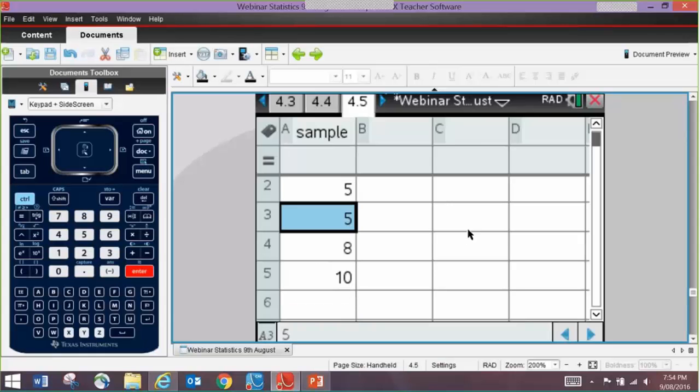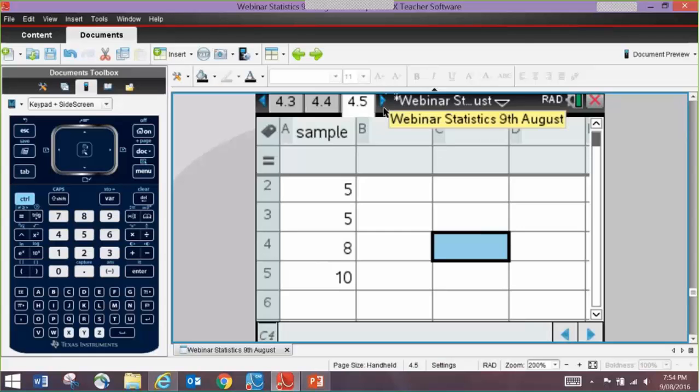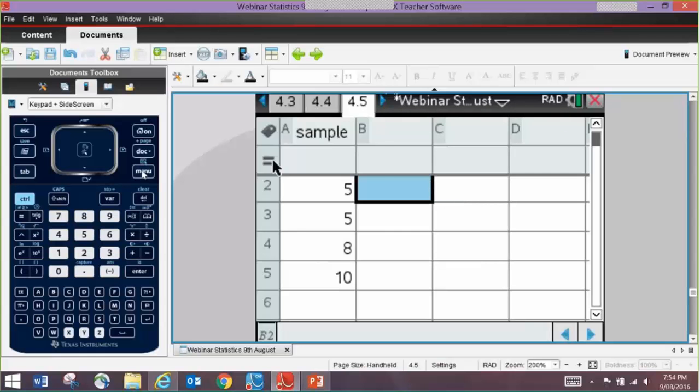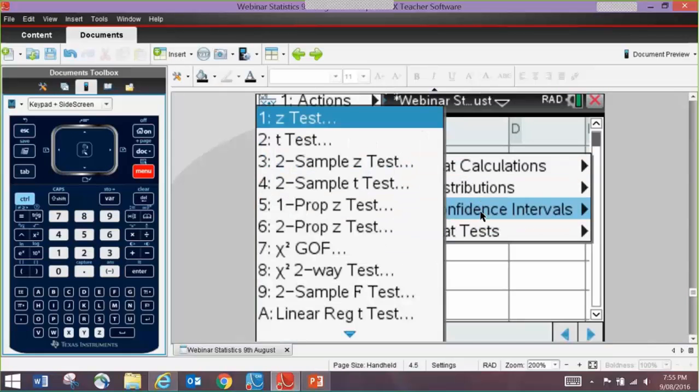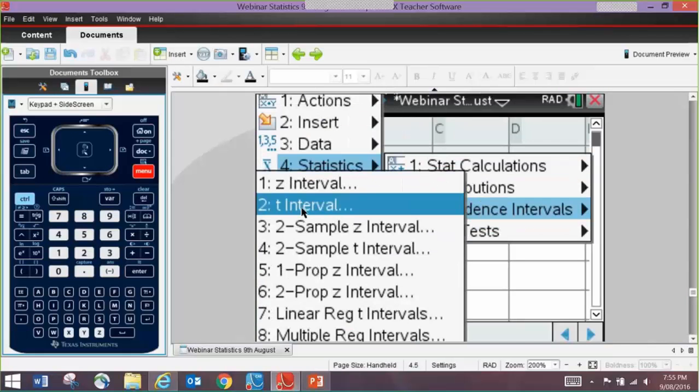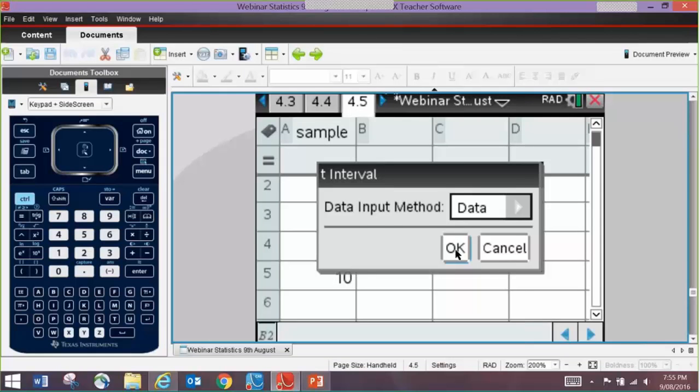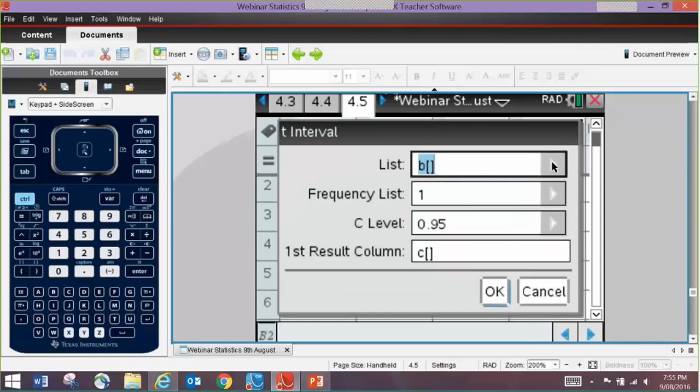And I can work here on the screen if I'd like, or I can go to a calculate page, but I'll just do the calculation here. So if I go statistics and it's confidence interval, it's a T interval, and I am using data. So it asks me what list I'd like to use, and I can just use the click down here for sample, and the frequency is 1 and the confidence level was 90%.